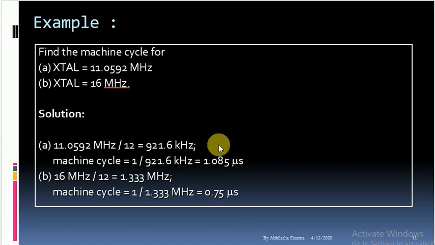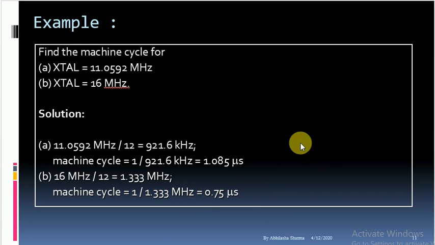Again, whenever you want to calculate the machine cycle for a crystal oscillator frequency, the process is the same. Whatever frequency is given, you divide that frequency by 12 and get the value, and take the reciprocal of that term. Is it okay? So the machine cycle for this crystal frequency is what? This is equivalent to 1 over 1.33 megahertz, and this is equivalent to 0.75 microseconds.